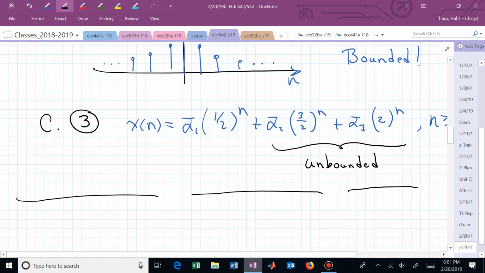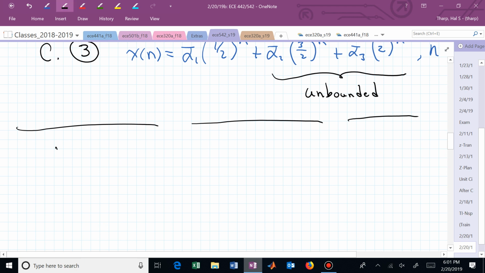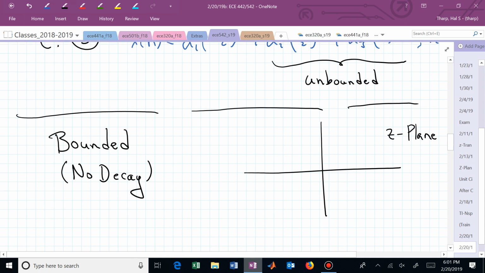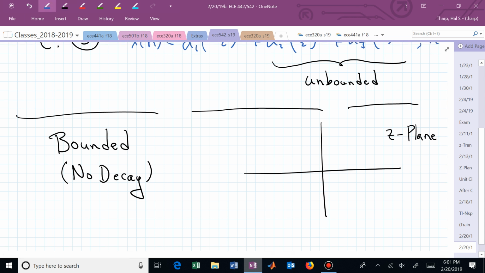Now I might ask you the following. What would poles look like, or where would poles be located, if I had bounded behavior with no decay? Can you sketch pole locations that would correspond to bounded behavior with no decay for any particular interval of support?